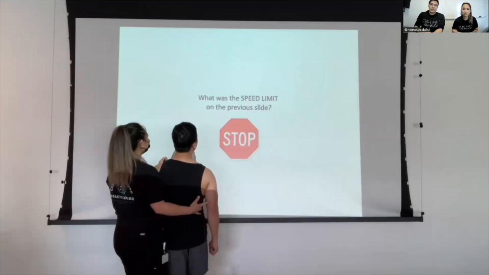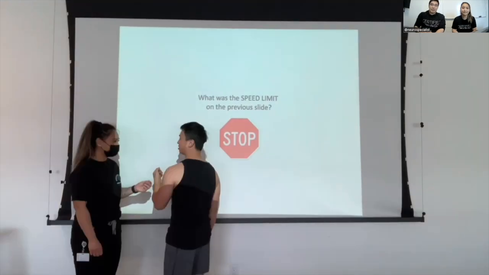use that upper extremity. So on this slide, we're asking the patient, what was the speed limit on the previous slide? And that was something that he probably wasn't paying attention to. He was only looking at the stop sign. And this is where the cognitive component comes in. Like, how many distractors can we put in there? How many things can we put in there that's actually relevant?